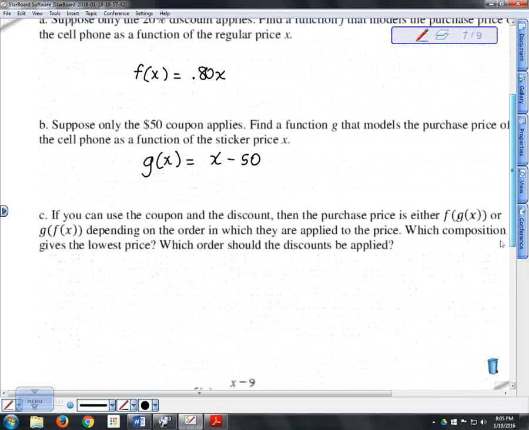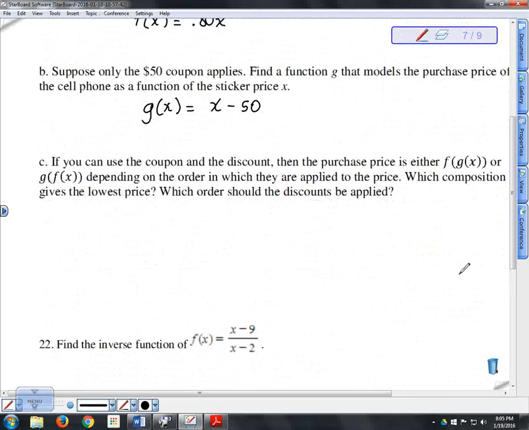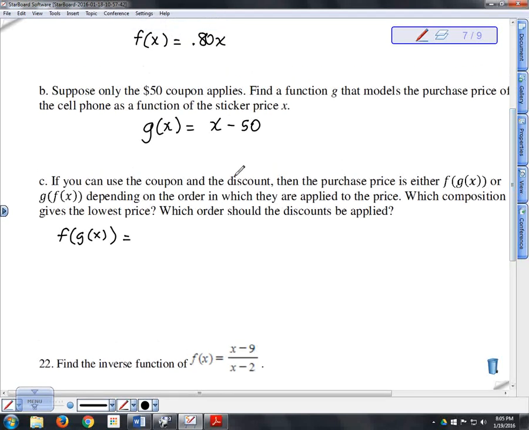Now, if you can use the coupon and a discount, then the purchase price is either the composition f of g of x or g of f of x, depending on the order that they are applied. So f of g of x is the g function going in place of the x in the f function. So this would be 0.80, and then instead of x, I'm going to make an empty parenthesis, and that's replaced with x minus 50, so that's 0.80x minus 40. So you pay 80% of the purchase price, and then you take $40 off of that. That's what f of g of x is saying.